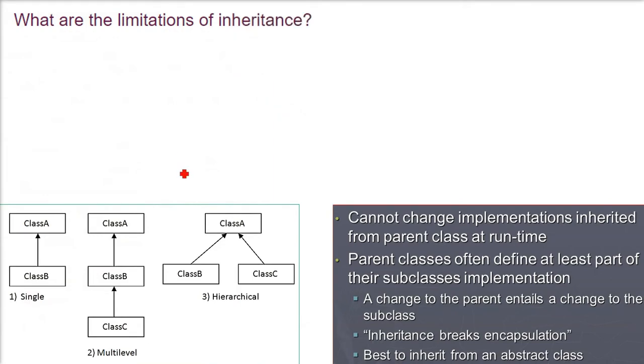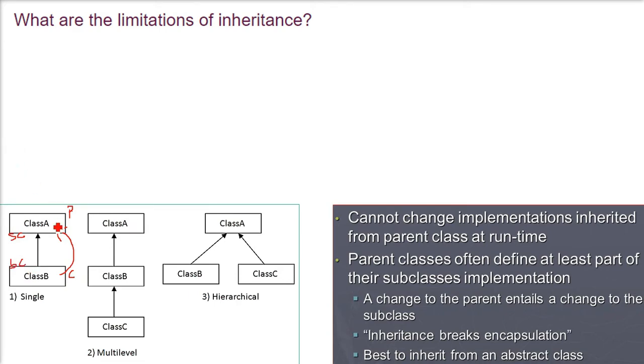What are the limitations of inheritance? See, inheritance is all about reusability. So we have two classes. Class B is inherited from class A. So class B is inheriting class A, that is, class B is a son and class A is a father. So the son is inheriting the properties of the father.